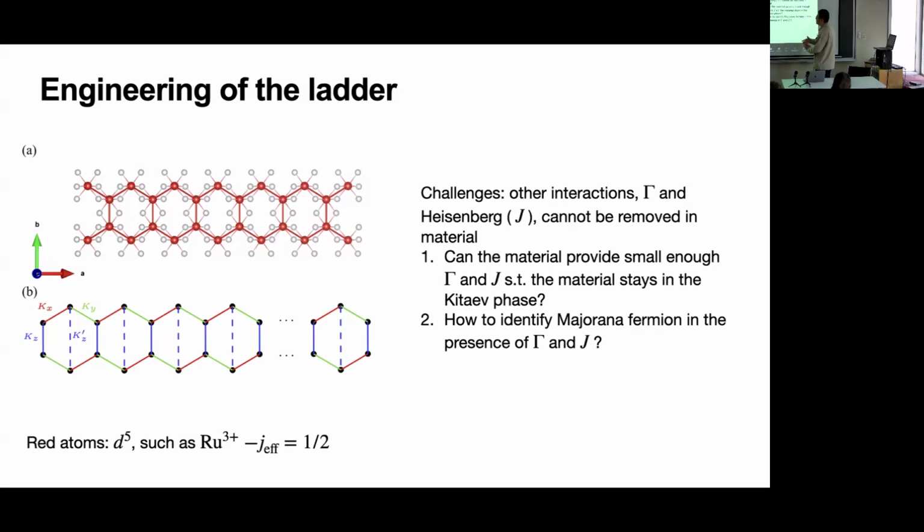But there are some challenges, because when you introduce such engineering, there could be other interactions, other symmetry-allowed interactions, like the gamma and Heisenberg interactions, that could not be removed. Also, some researchers have discussed the Kitaev interaction plus the Heisenberg gamma interaction, and with a small Heisenberg gamma interaction, they are within the same phase. But there is a question of how to identify the Majorana fermion in the presence of other interactions. And also, because we are going to add some insulating barrier to prevent the charge transfer, the insulating barrier may distort this perfect octahedral structure.